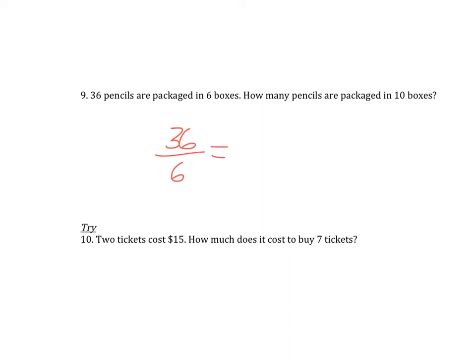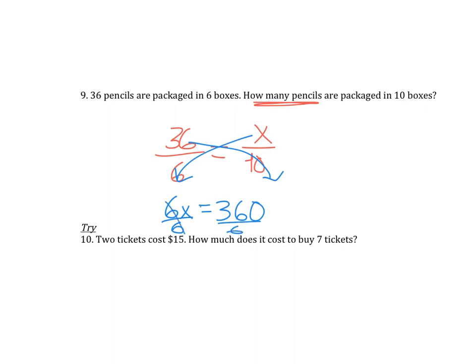But then I got to make sure. So pencils are on top, boxes are on bottom. So how many pencils, so my x is going to go where the pencil should go, and then I have 10 boxes on bottom. Okay, then I have a proportion to solve from there. So cross multiply this way, you got 6x. Cross multiply this way, you got 360. Divide by 6. And we end up with x equals 60 pencils. Okay, so 60 pencils per 10 boxes.